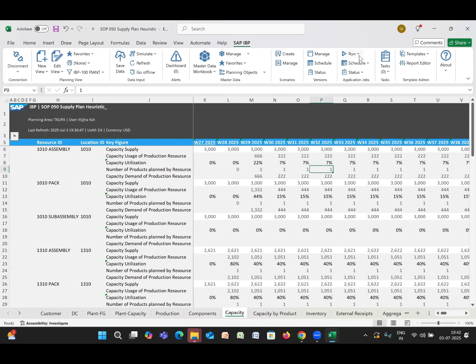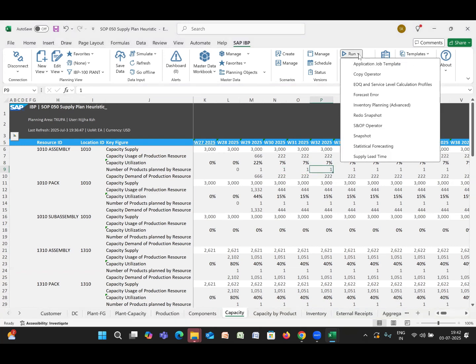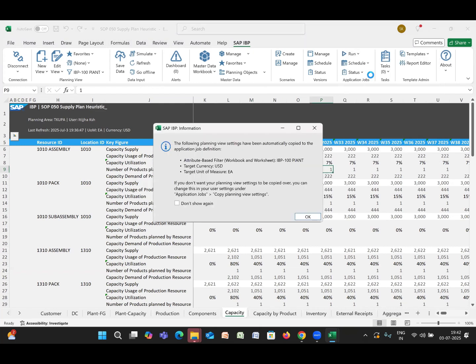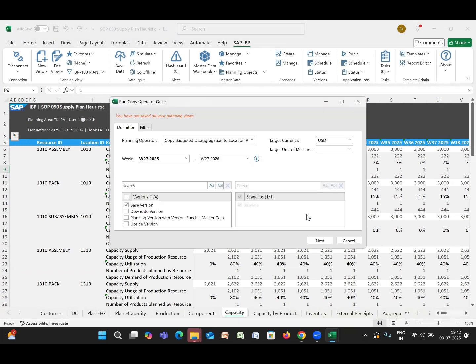So okay, so I did that. Now I'm going to run. So what will change with this? What I changed, because I changed the master data. What change will we be able to see after the run?